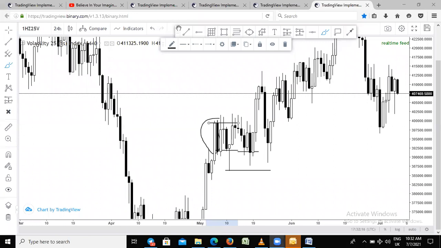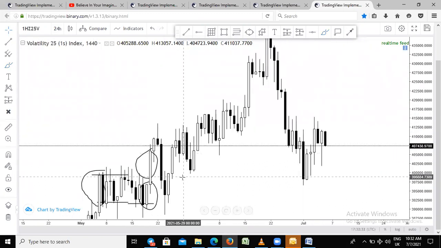We consider the body and not the wick. Good. So basically, I count this candle 1 and 2. It took 2 candles to break structure, so we can consider this a valid higher high. Good. Now let's continue to play.